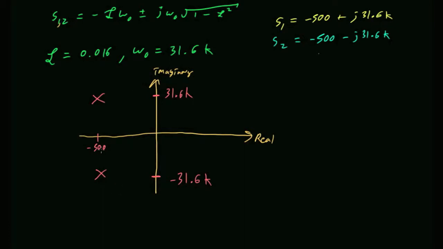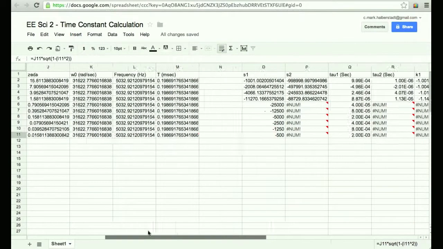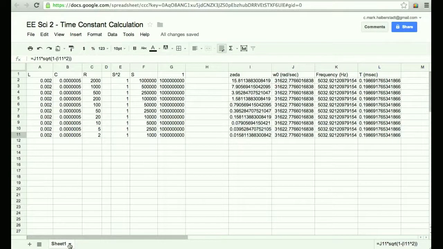What I want to do now is vary my resistor. I'm going to vary my resistor, and I'm going to see what happens to these roots. Okay? So what I'm going to do is make a new, this spreadsheet's getting pretty clogged up, so I'm going to add a new page to it.